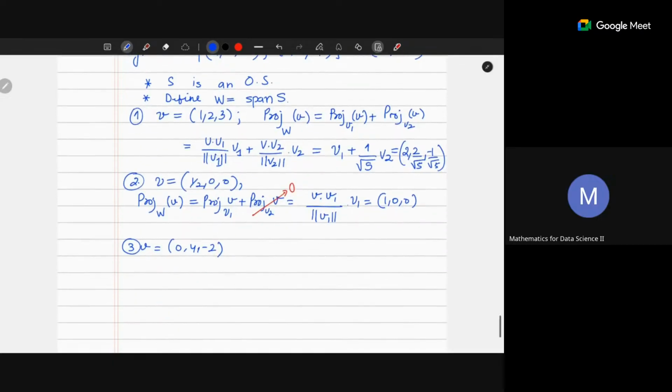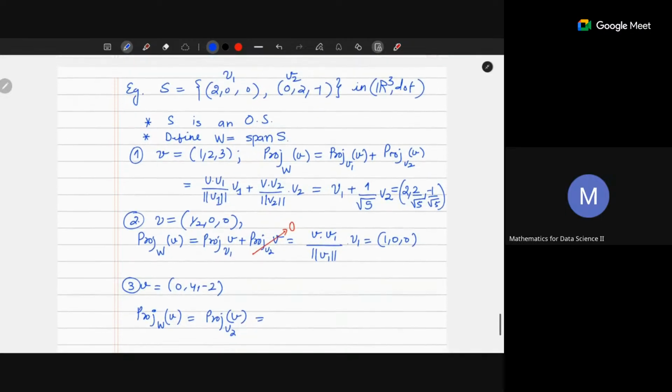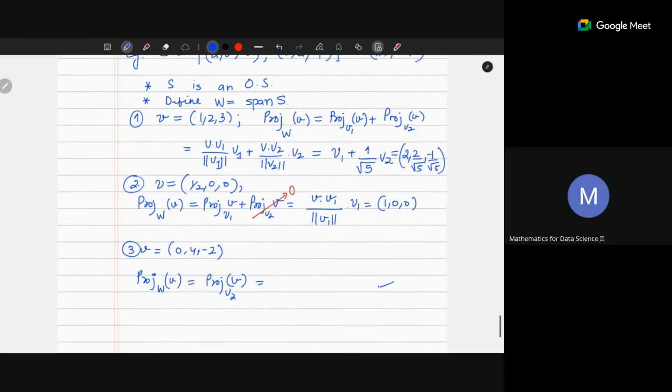It is 1 by 2, 2, 0, 0, which is going to be 1, 0, 0. Right? Now, similarly, for projection of V onto W in the third case, it will be equal to the projection in terms of V2 only, because it is a twice multiple of V2. And if you perform the dot product, you will get 8. So I leave this for you. You let me know the answer of this.